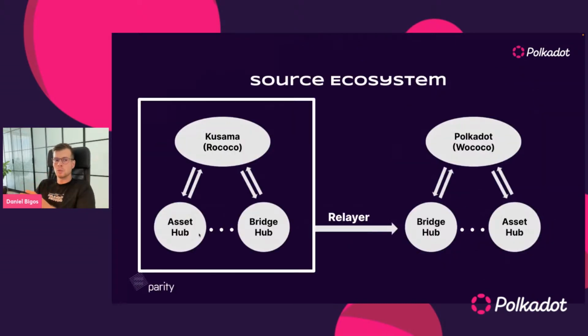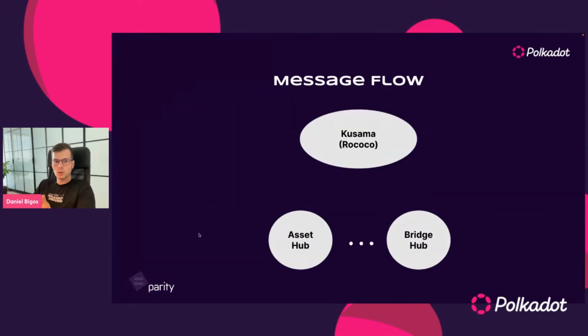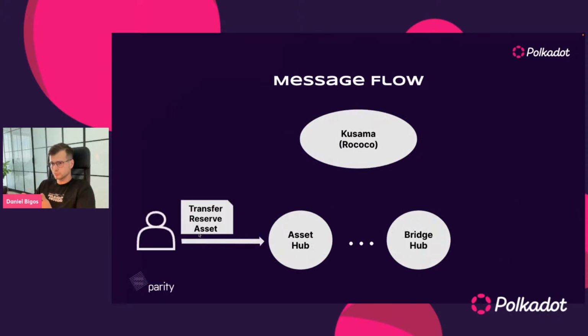So we will talk about the source ecosystem. We will talk about Rococo mirror in Kusama. We will talk about source asset hub on Rococo. We will talk about source bridge hub on Rococo. So what's going on there?